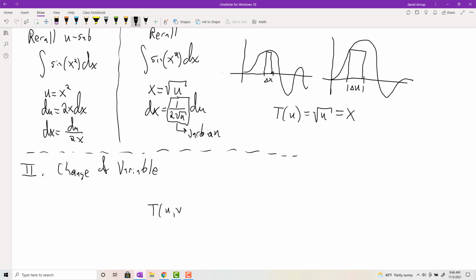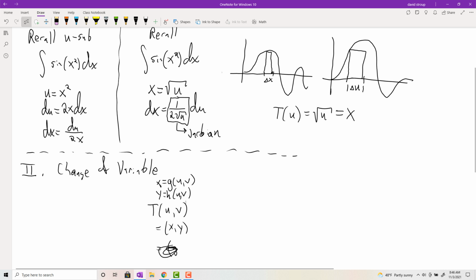and let me write out that transformation. T of u comma v equals x comma y, where in particular x will equal g of u v, and y will equal some other function, h of u v. So you're going to have two formulas, one for x and one for y.